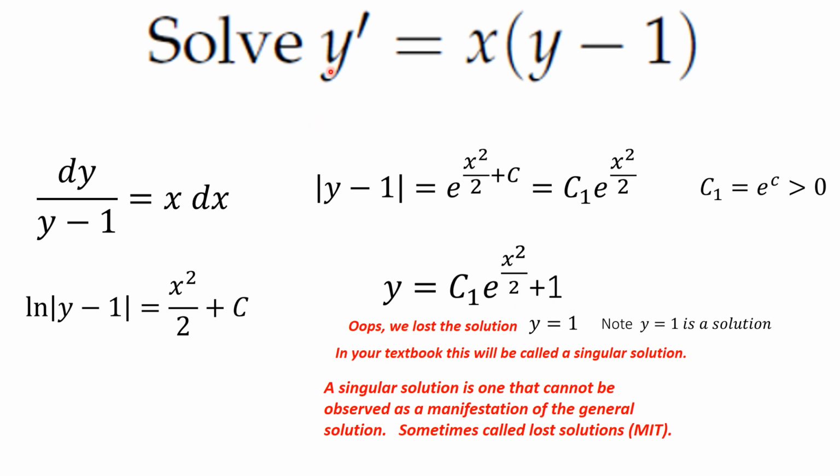If you look up, y equals 1 is a solution because the derivative is going to be 0 and it's going to be 0 over here. In your textbook, this will be called a singular solution. A singular solution is one that cannot be observed as a manifestation of the general solution. Sometimes this is called a lost solution at MIT. You see, no matter what you pick for c1, you can never get y equals 1 from that.